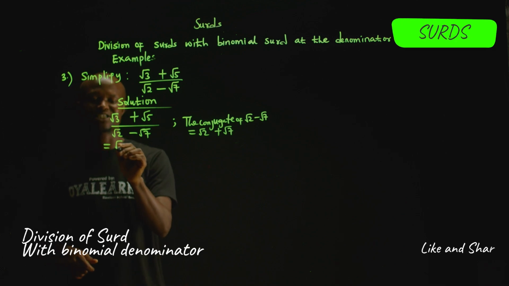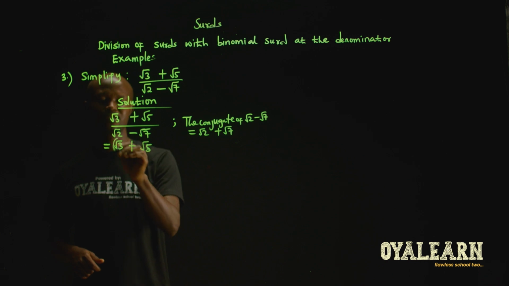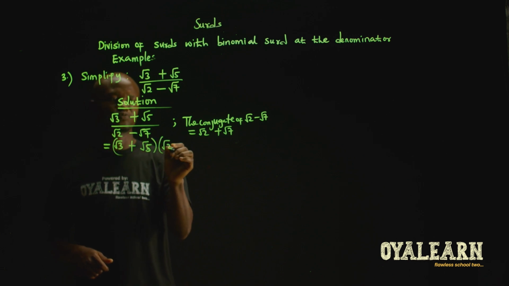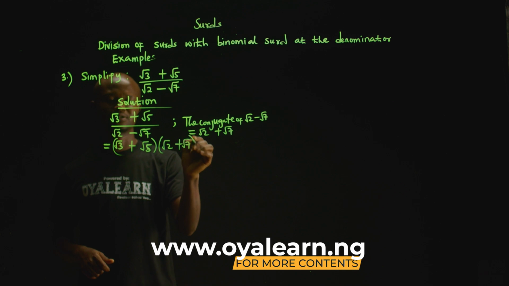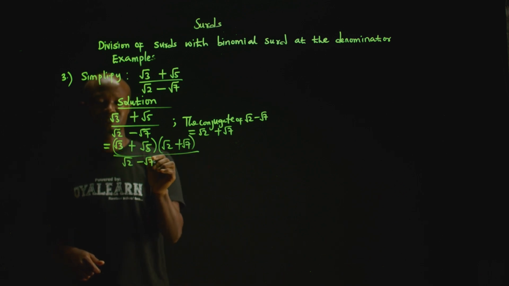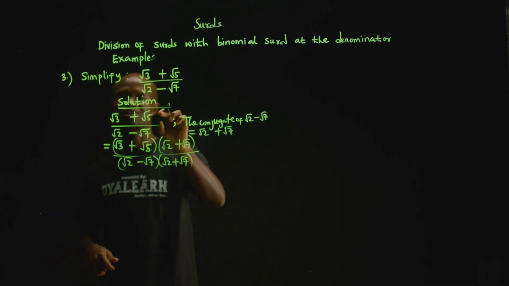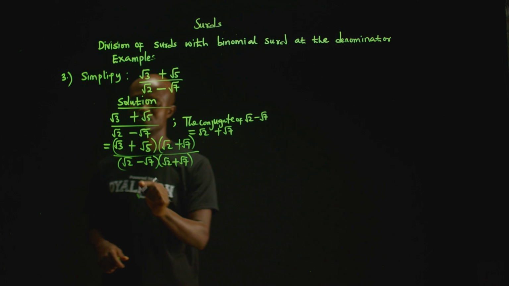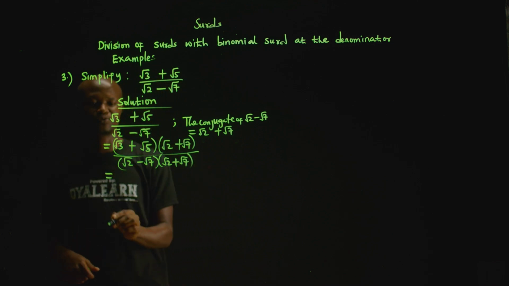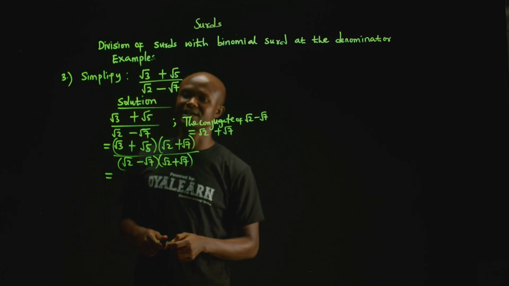So we have root 3 plus root 5, then multiplied by root 2 plus root 7, divided by root 2 minus root 7 into bracket root 2 plus root 7, because we are using this to multiply numerator and denominator. So for the numerator, we are going to expand the bracket.